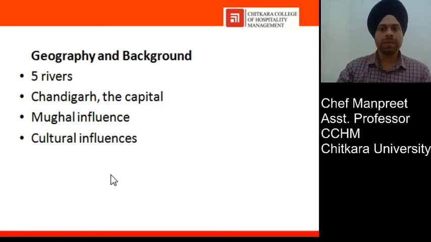You can see Mughlai influences in Punjabi cuisine, because the Mughals ruled Punjab for many years. Due to that, you can see a strong Mughlai influence in the food, and the gravies have been influenced by the Mughals. Their cultural influences are also found here.